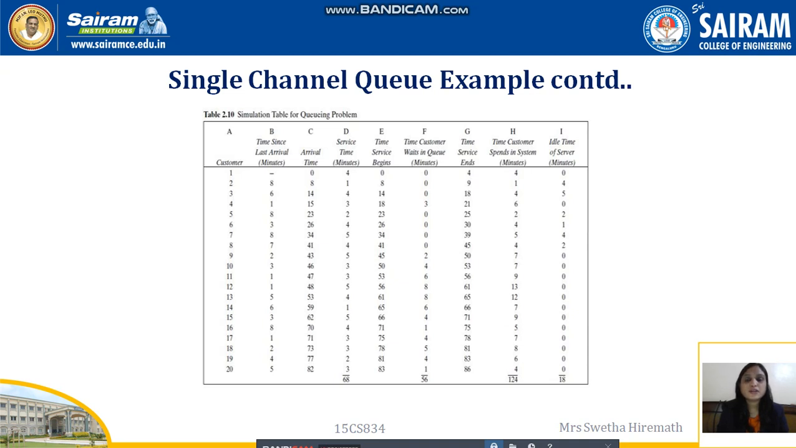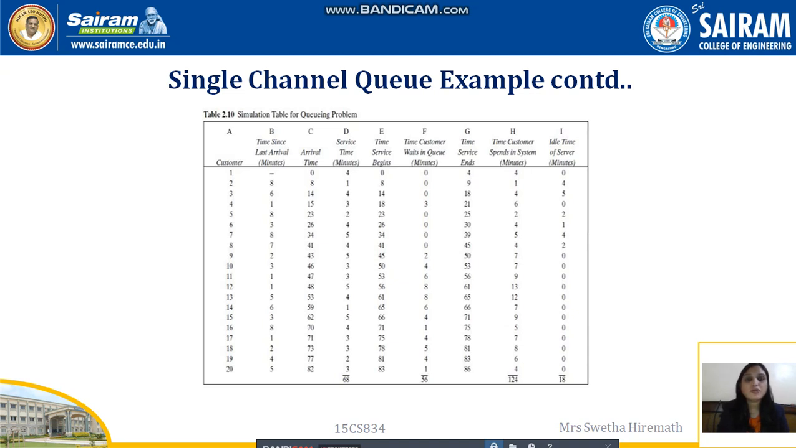So similar to the single channel queue, again we have an example for the double channel queue. For double channel queue, we have an example called the Able Baker example. So in that, instead of going for a single server, there will be two servers, Able and Baker.